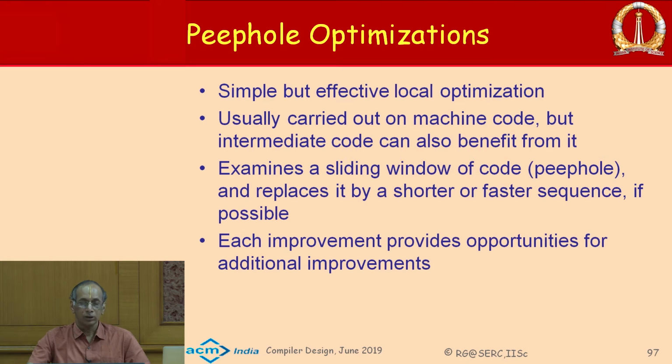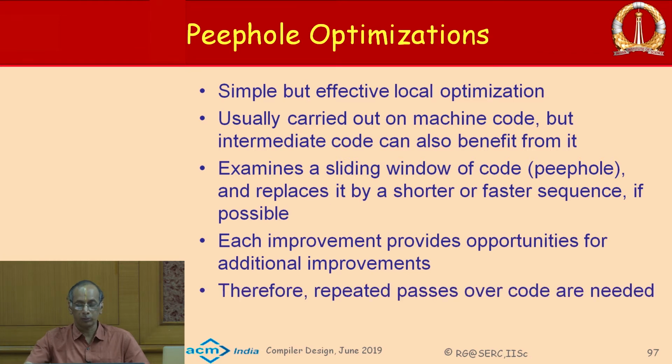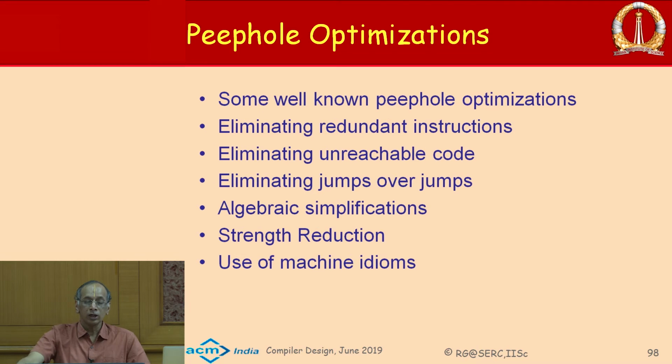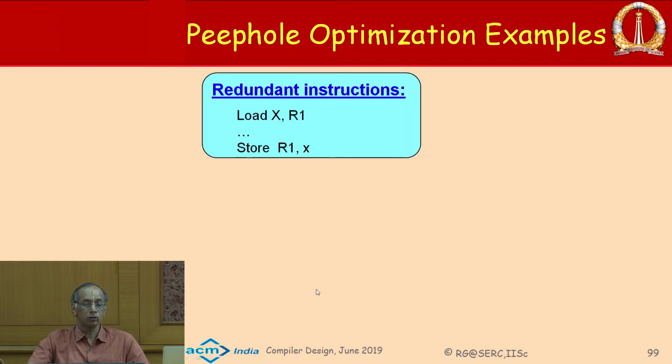Each improvement can itself in turn lead to additional improvement. So, you have to repeatedly apply these things, like in many of the other optimizations. Now, these are some of the optimizations that are possible using peephole optimization: eliminating redundant instructions, eliminating unreachable code, eliminating jump over jumps, algebraic simplifications, strength reduction, and certain machine idioms. We will see examples of some of these things in order for us to understand.